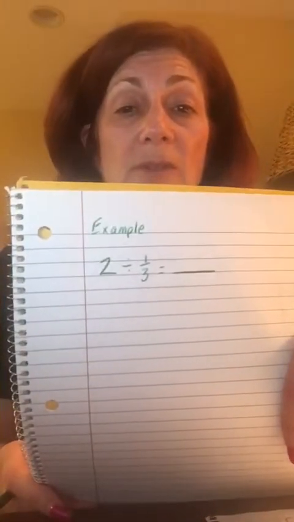So the first question I want to give you as an example is when you have two wholes and you want to divide them into thirds. How many do you have? So the problem looks like this. 2 divided by 1/3. So I want you to think about it as if you had actually two cakes.